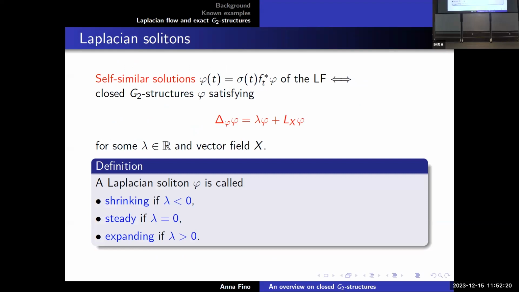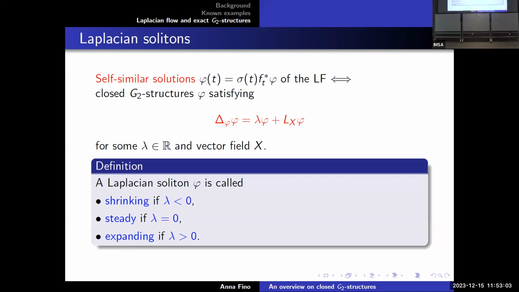But again, we have a special picture as for the flow: some information you can have when you have a self-similar solution. What does self-similar solution mean? It means that the solution is of the form phi_t = sigma(t) times a pullback by a family of diffeomorphisms, where sigma(t) is a non-zero scalar function. What happens in this case, you can figure out the condition to be self-similar, and the condition is that the Laplacian is a multiple of phi, so it's lambda phi, plus the Lie derivative with respect to some vector field. So like in the usual Ricci flow picture, you distinguish a type of soliton by lambda.